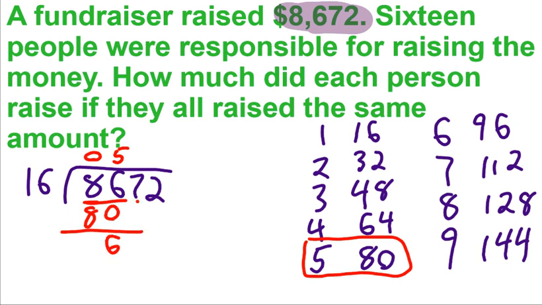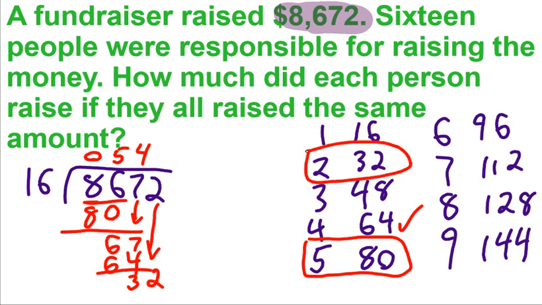We got 6, bring down 7, so now we got 67. We got 64 right there, so that's a 4. We got 64, it also saves us, cuts down our multiplication there because we already kind of did it over here. We got 3, 2 comes down, we got 32 right there, and that's what we have here. So we got a 2, and we won't have a remainder because it'll be minus 32. So we got 542.